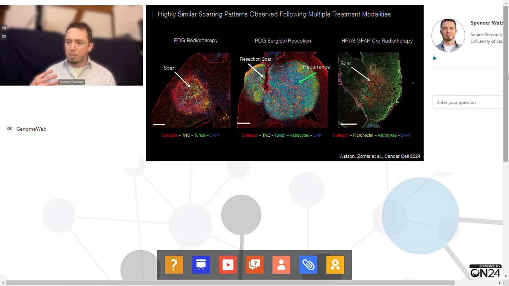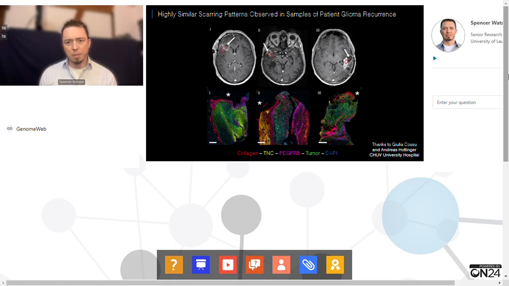So it seems to be independent of location or treatment type. The idea is that any treatment that's aggressive enough to perturb the microenvironment has the potential to trigger this wound healing glial scar reaction. So to try to validate this in the patient setting, we teamed up with some neurosurgeons at CHUV University Hospital in Lausanne.